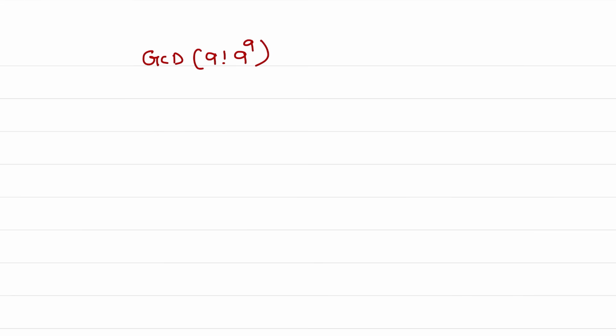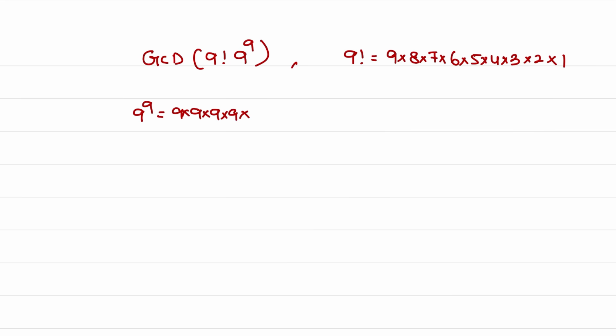What is 9 factorial? It is equal to 9 into 8 into 7 into 6 into 5 into 4 into 3 into 2 into 1. What is 9 to the power of 9? 9 into 9 into 9 into 9, nine 9s multiplied. Can we find out the GCD?